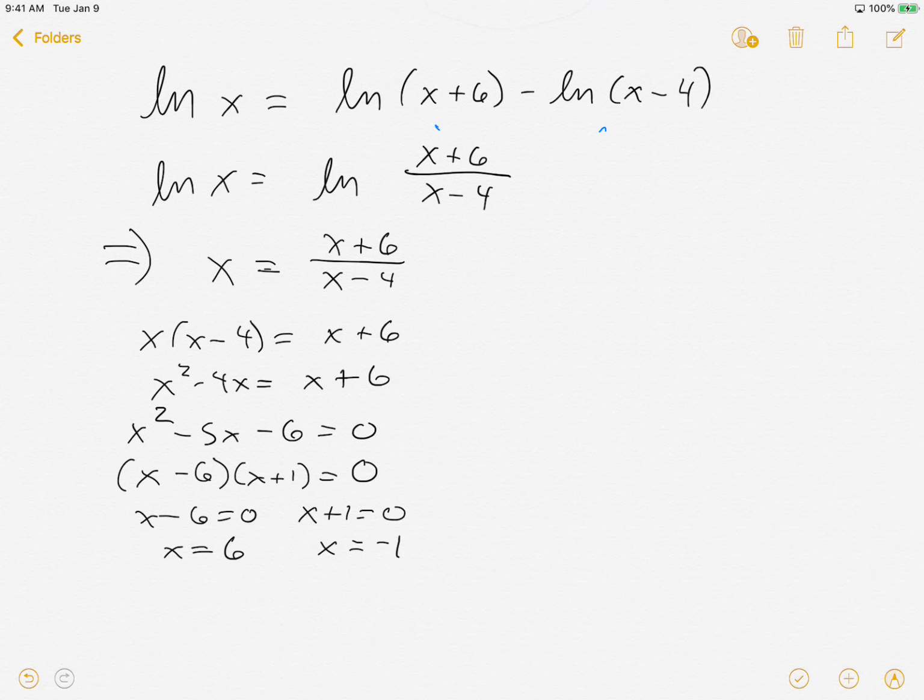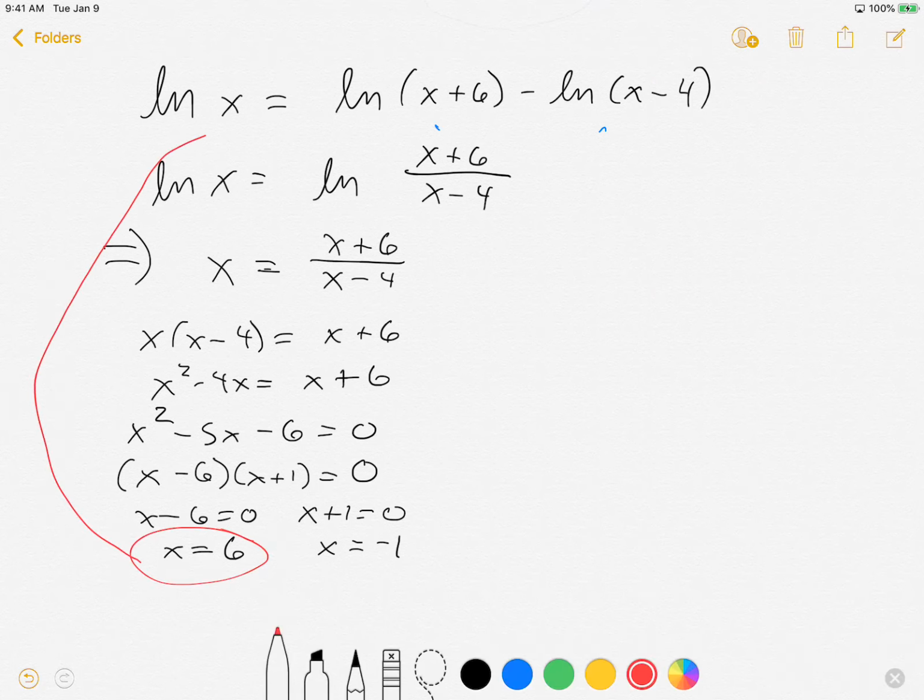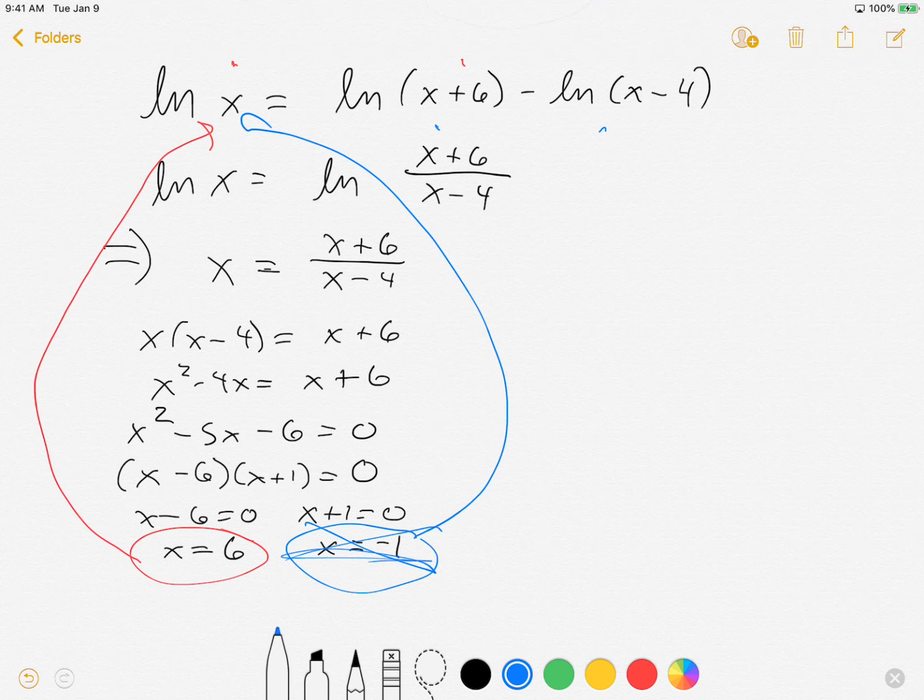Check them back up into the original equation. This guy, we're good. Positive, positive, positive. So that answer works. This guy, right away, we're going to be taking log of a negative. So we throw it out. So the only solution is x equal to 6. Okay? So I'm going to make another video for solving exponentials because we're going to need the calculator for those.